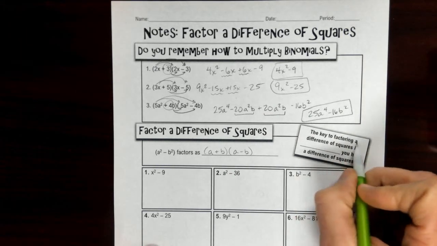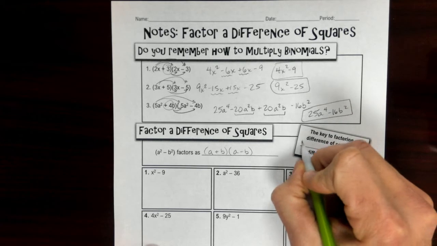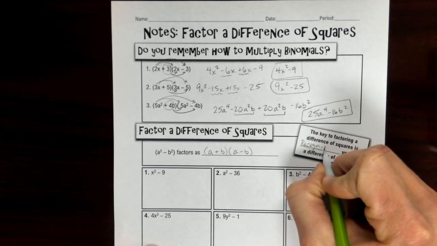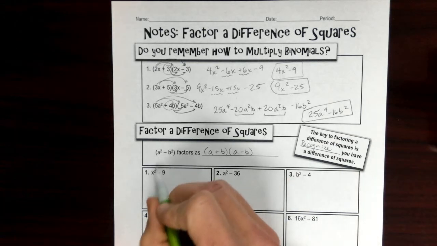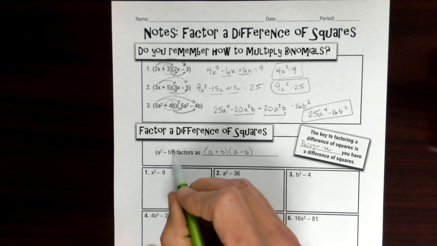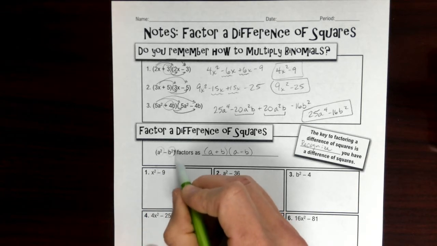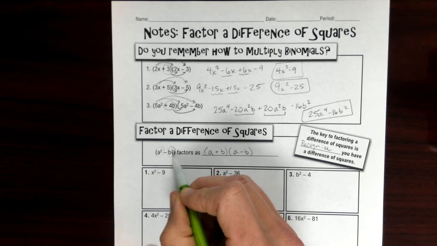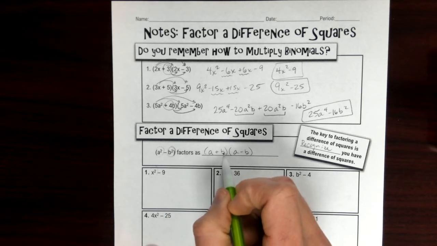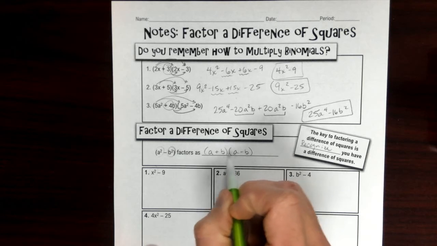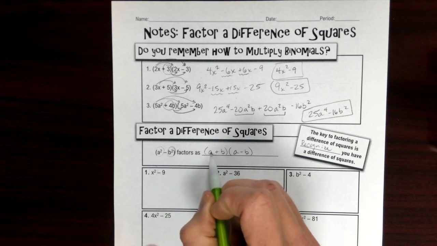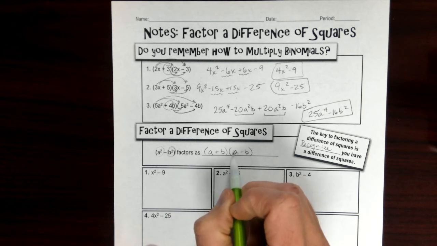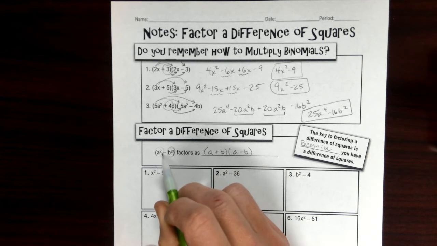The key to factoring a difference of squares is that you first have to recognize that you have a difference of squares. So what does that mean? That means we have a squared or x squared, and then a difference of squares here. So this has to be a perfect square at the end, b squared. I have to be able to multiply the same number by itself to get this term here. Same thing here, I have to multiply the same thing by itself to get this term.